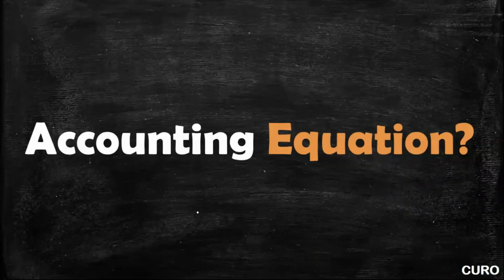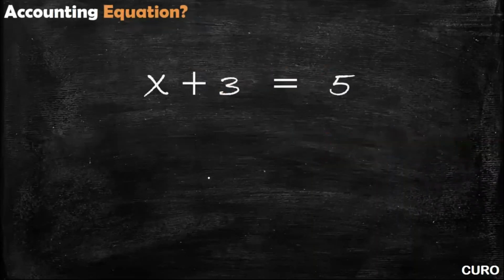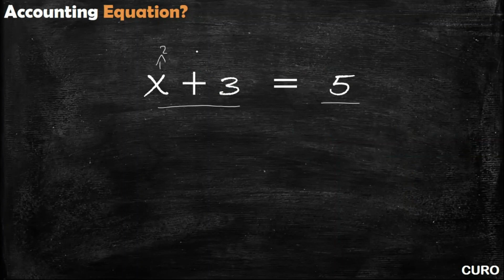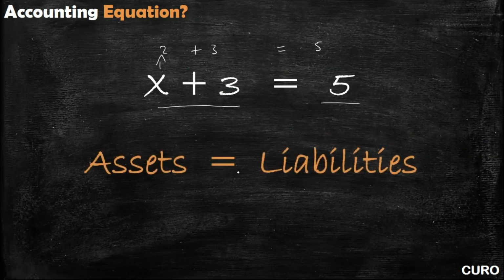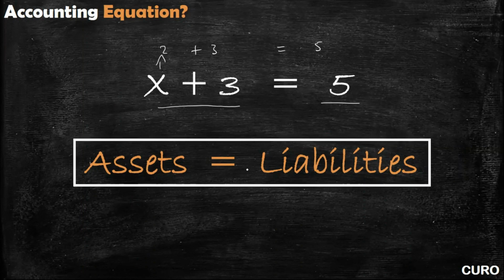What is an accounting equation? In mathematics, when the value of two expressions are equal, we call it an equation. Like if the value of x here is 2, then the value of left hand side will be equal to right hand side. Likewise, accounting equation is a mathematical expression that shows that a firm's assets and liabilities are always equal. Now, the question next arises is, what are the assets and liabilities?